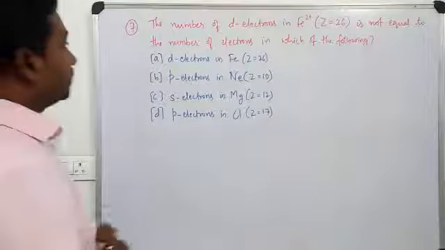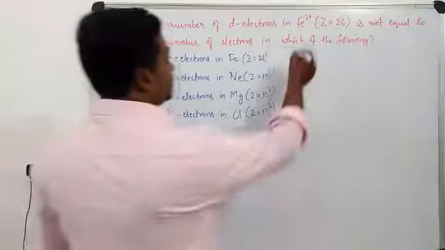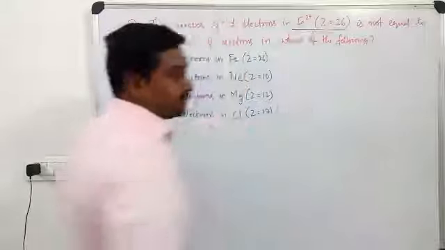Okay, question number 7. The number of d electrons in Fe2+, which is called ferrous, is not equal to the number of electrons in which of the following? Okay, we have all these 4 options. Let us verify first. This is given as Fe2+.